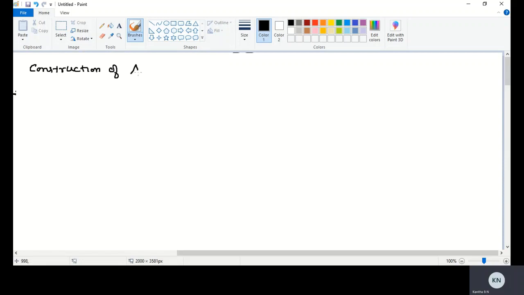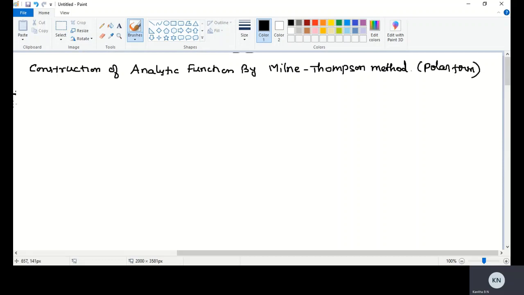Today we will discuss construction of analytic function by Milne-Thomson method, Milne-Thomson method, polar form. First we will discuss the working method.